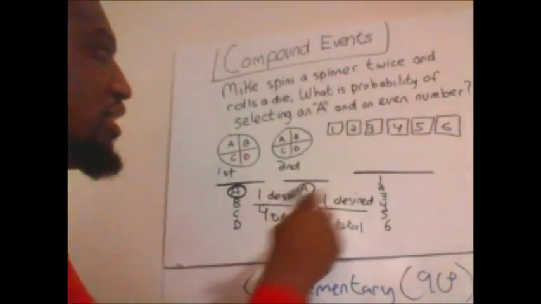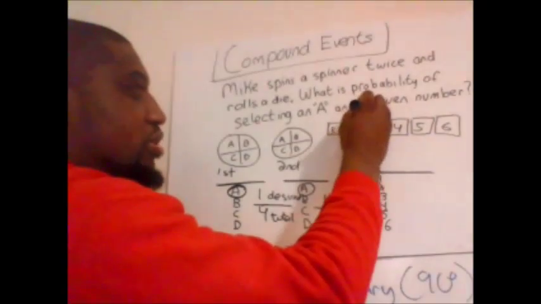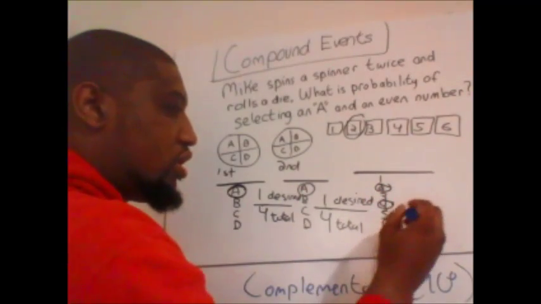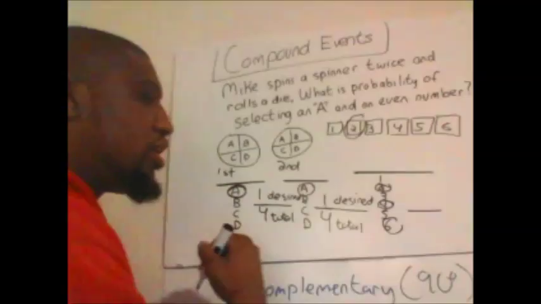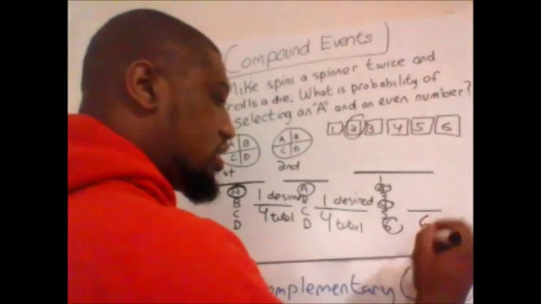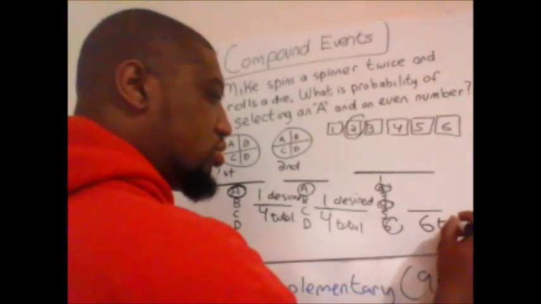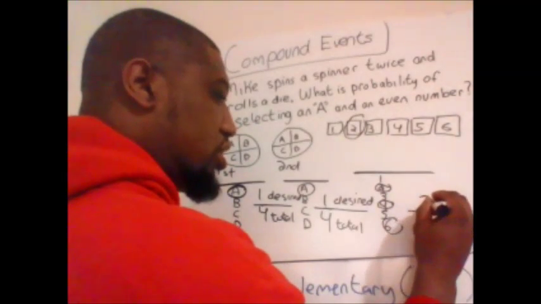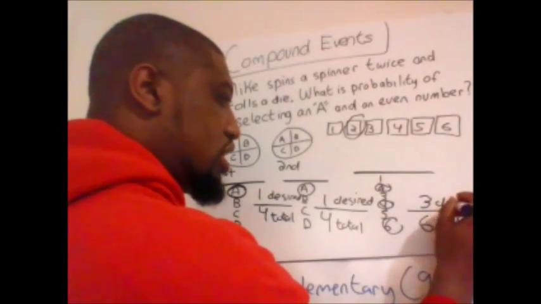All right. Lastly, they want an even number. So that'll be 2, 4, and 6. So now it'll be 6 total and 3 desired.